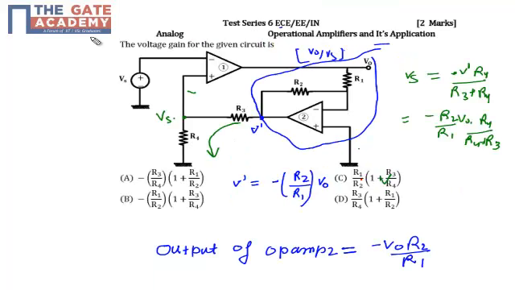So in this question, my correct option is option B, minus R1 by R2 times 1 plus R3 by R4. Option B is my answer. Thank you.